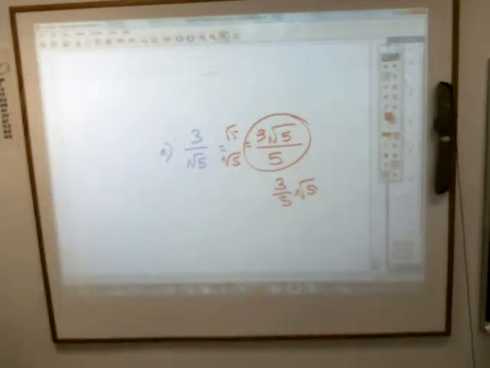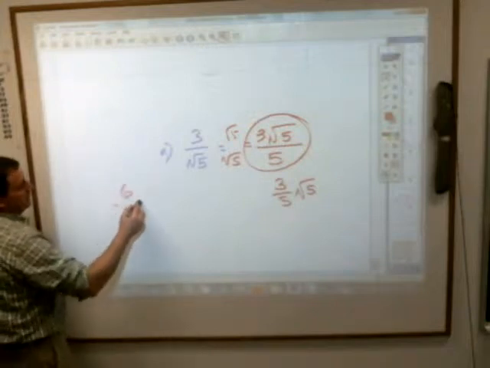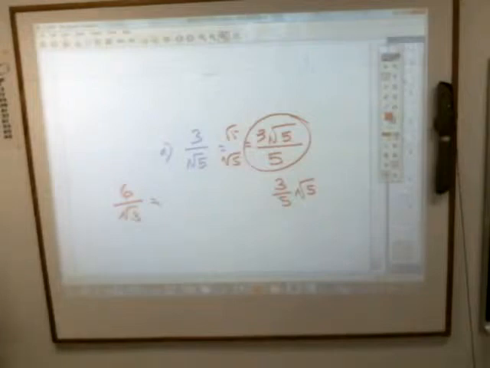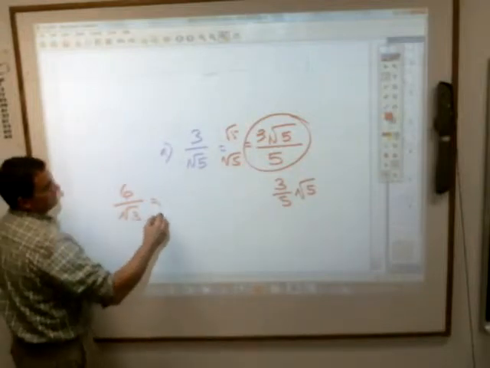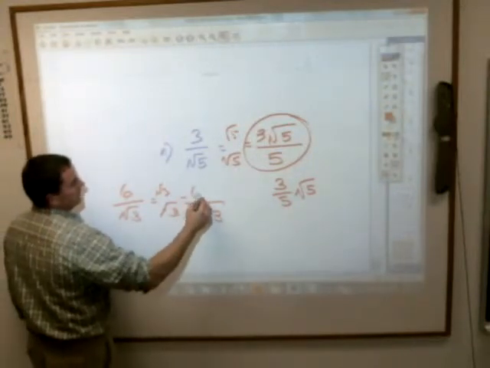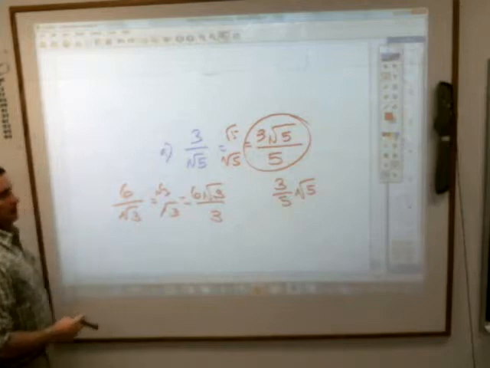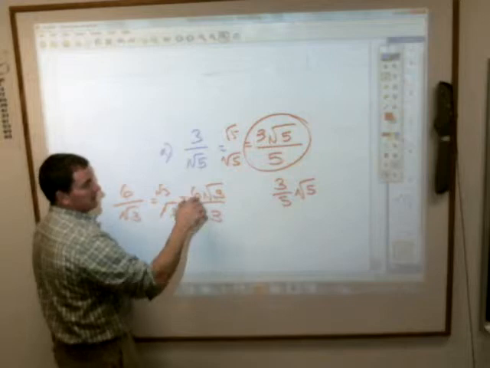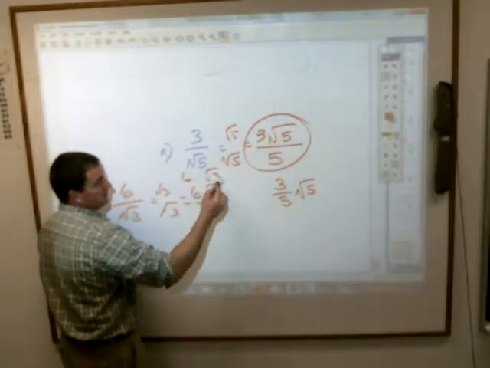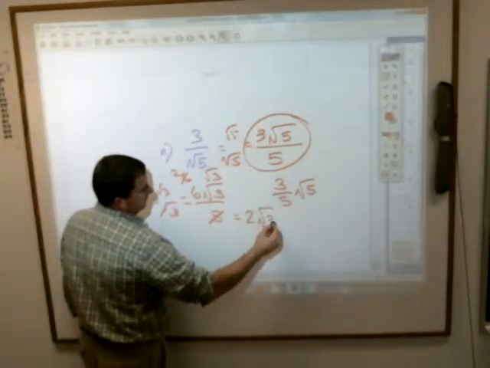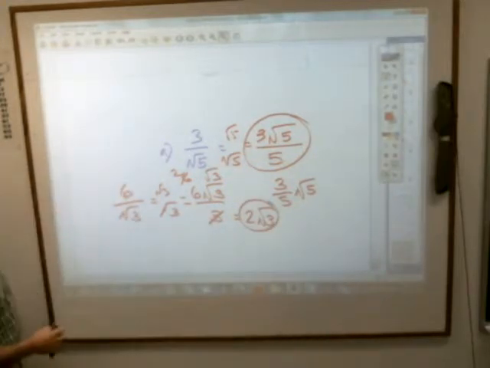How about this one? 6 over the square root of 3. Here's a good one because this actually does simplify out. Multiply both top and bottom by the square root of 3. And you end up with 6 times the square root of 3 over 3, correct? And this can be simplified because 3 goes into 6. Since 3 goes into 6 twice, you end up with 2 times the square root of 3 as your answer. I love rationalizing the denominator.